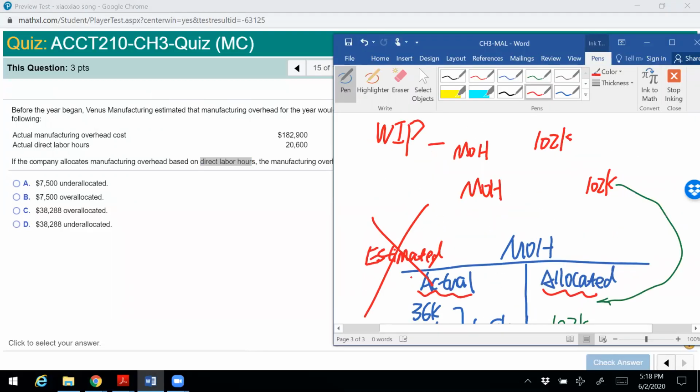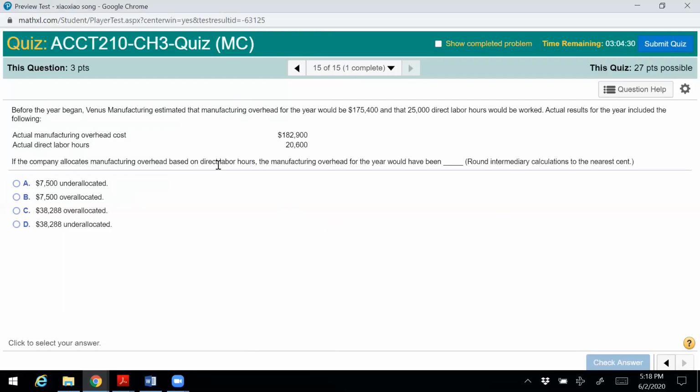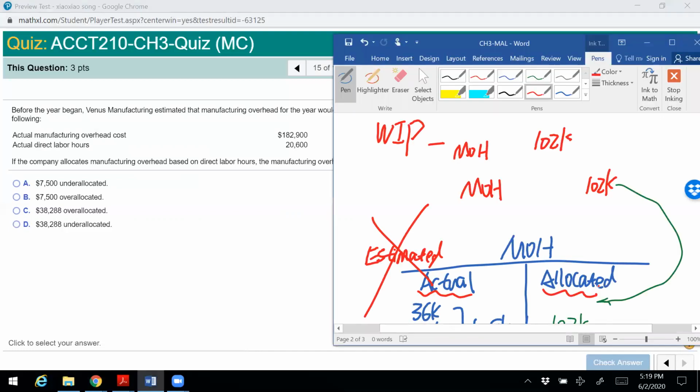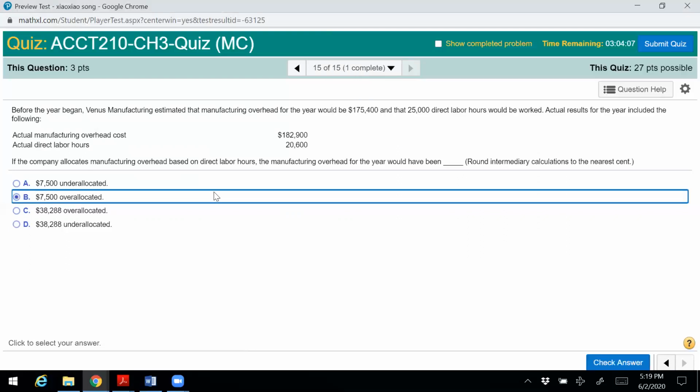Keyword, you have to get the actual. It told you the actual is here. You have to get the allocation. How do you allocate, right? You have to first get the rate, and you use the rate times your actual cost driver. You get your allocated manufacturing overhead. You compare your actual with your allocated manufacturing overhead, and you will get the under allocation or over allocation.